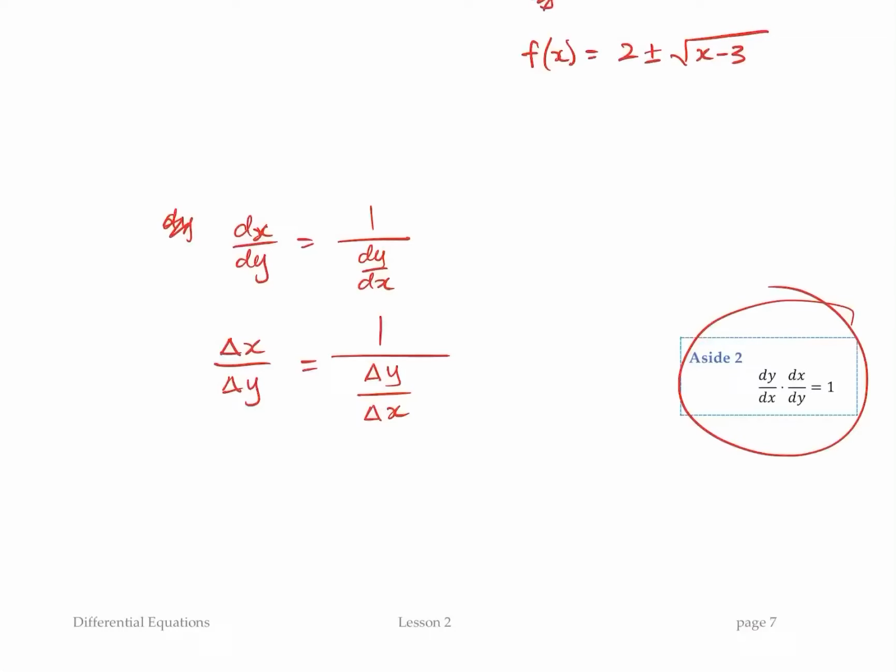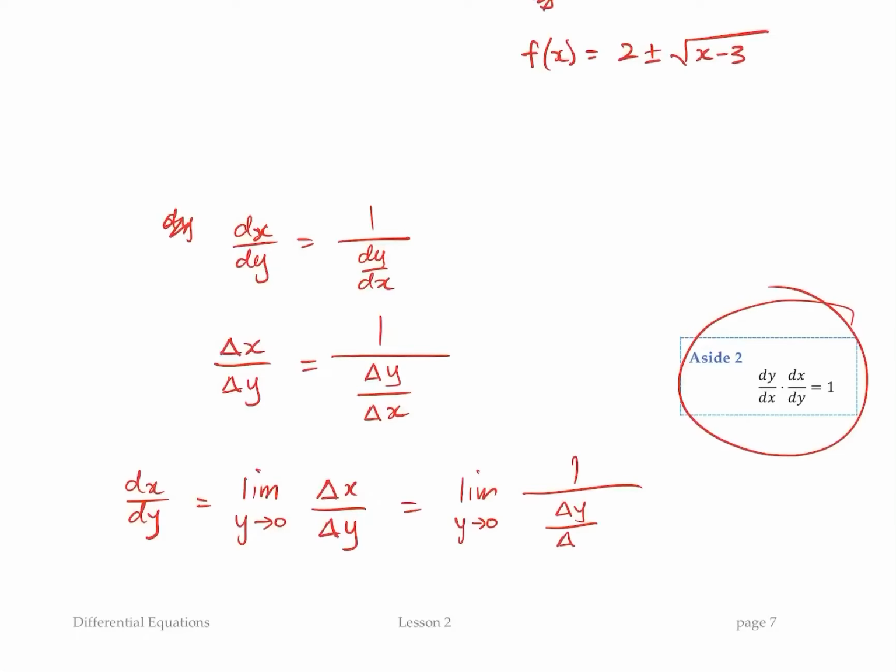And dx over dy, not that you pronounce it like that, just dx dy, that is the limit as y approaches 0 of delta x over delta y, which is the limit as y approaches 0 of 1 over delta y over delta x. Now, I'm going to put a question mark here and say that's 1 over dy dx. I'm putting a question mark because I don't know. I mean, obviously it's true. We're told that it's true. We have to use it.